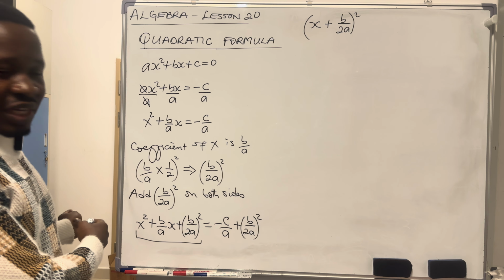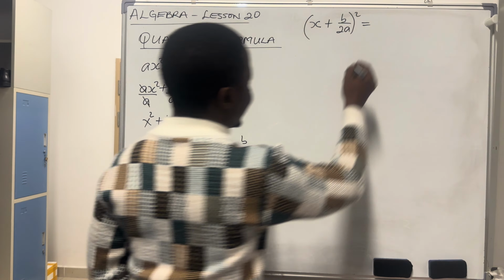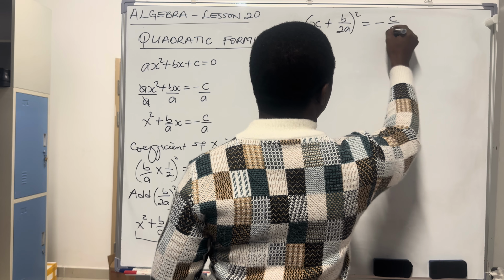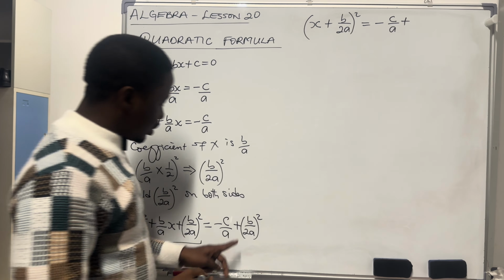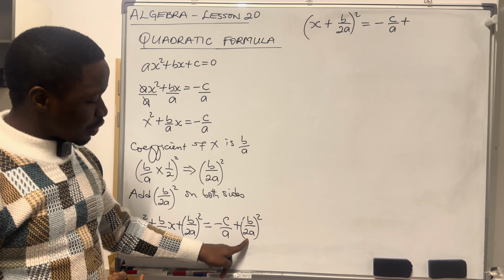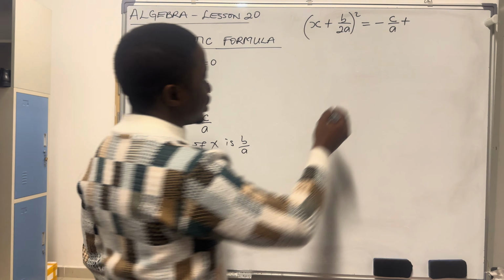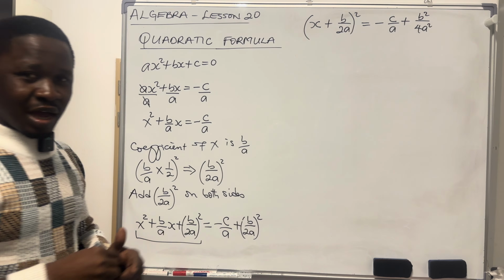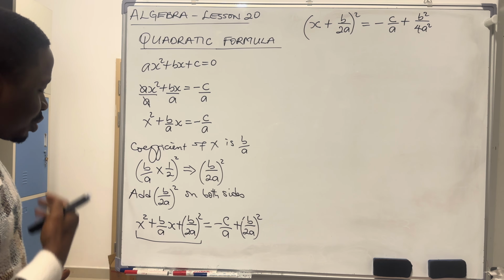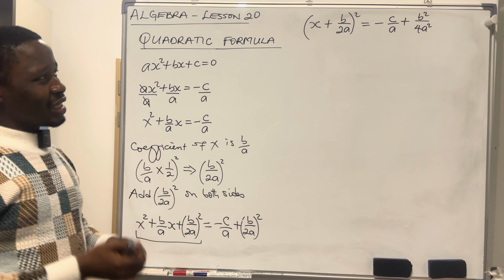We are done with the left hand side, which is equal to minus c over a plus, when the square affects b it is b squared, and when the square affects 2a it is 4a squared. So b squared over 4a squared. I know you don't want me to continue. You want me to explain why we decided to forget about this. Is that not so? Now let's see it.